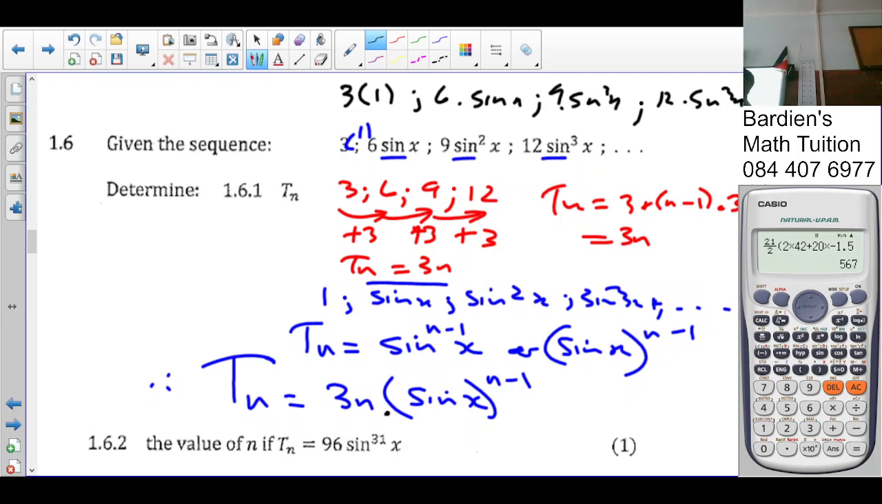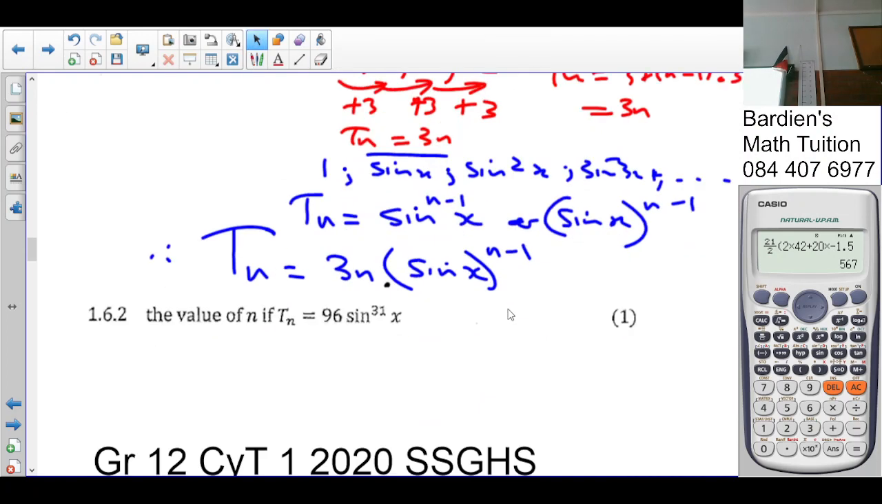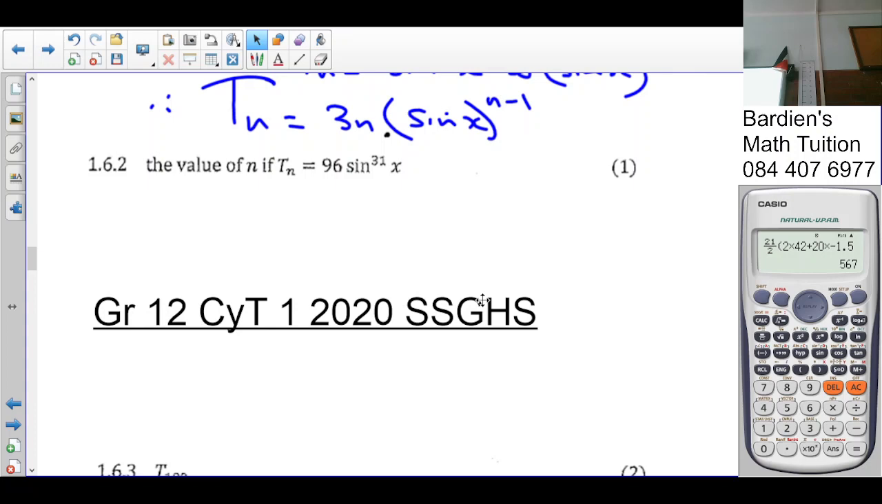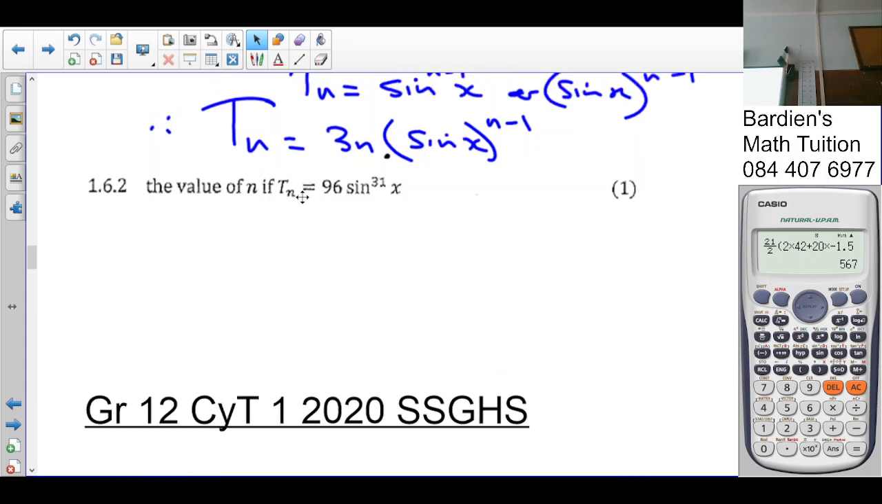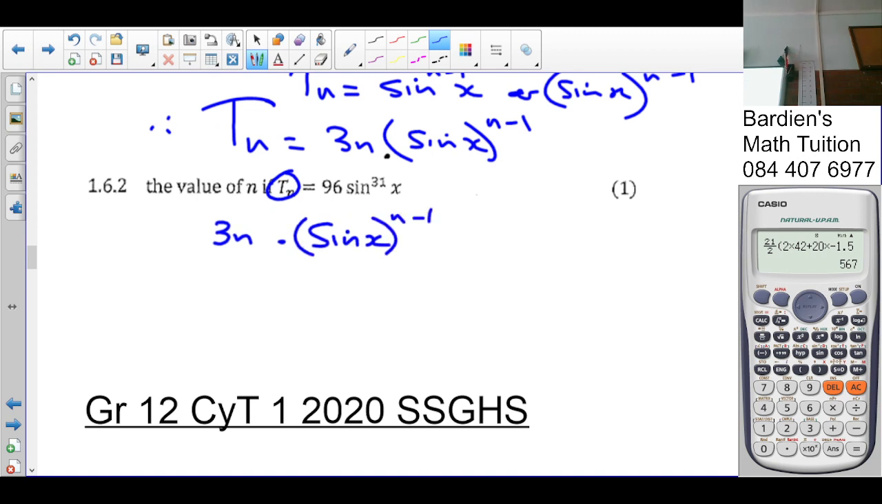Make sense? Alright. Just coming back to number 1.6.2, it says calculate the value of n if Tn is equal to 96 sine x to the 31. So what is Tn? Tn is 3n times sine x raised to the n minus 1, is equal to 96 sine x raised to the 31, in other words. So I can do one of two.